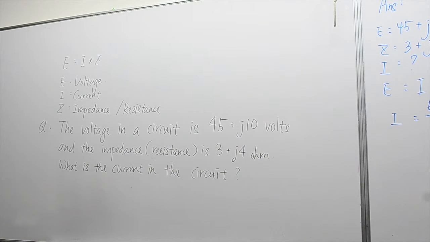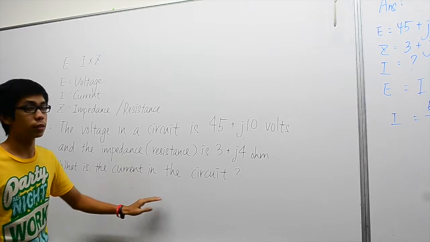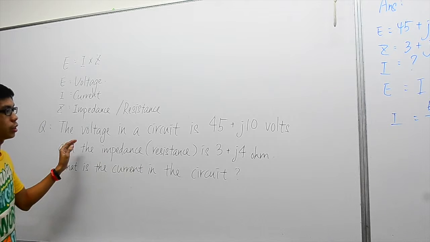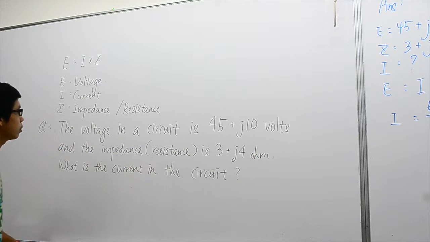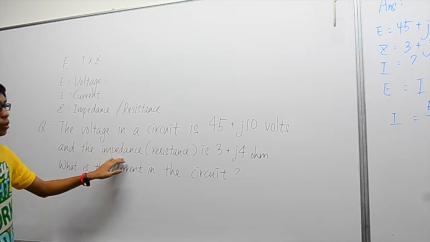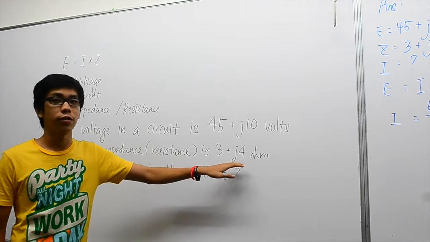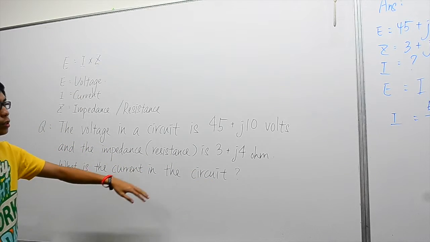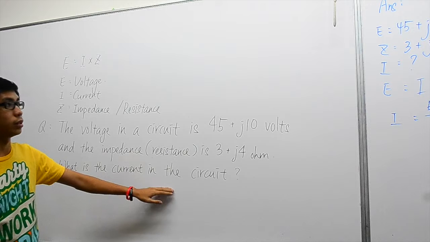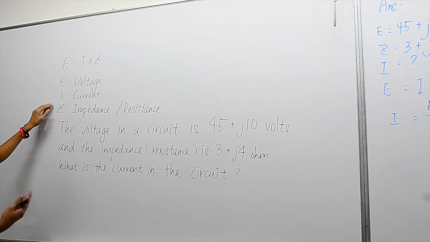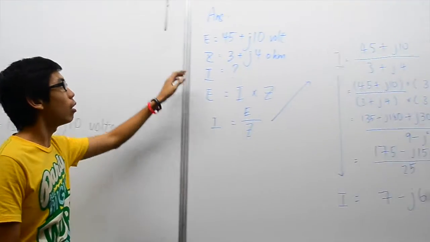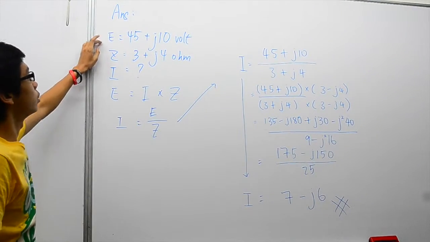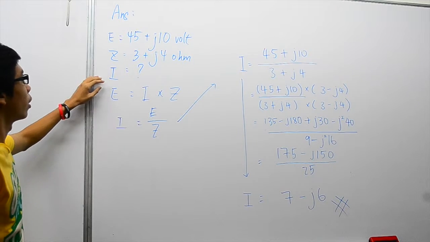Alright, so here we have a basic electrical and electronics question, where we are asked to find the current of a particular circuit, and we are given the voltage of the circuit of 45 plus j10 volts. We are also given the impedance, which is resistance, of 3 plus j4 ohm. With these two, we can find the current by using the equation E equals IZ. Here, we put ohm into Z and volt into E, and we have to find I.